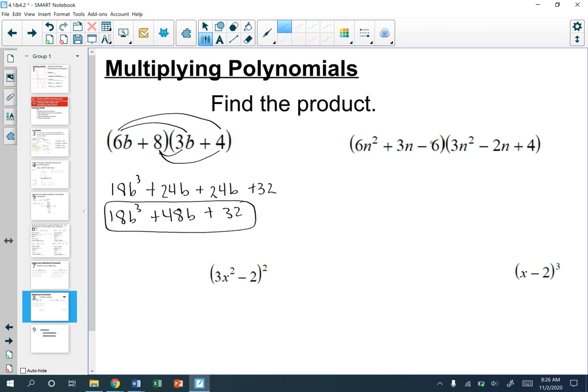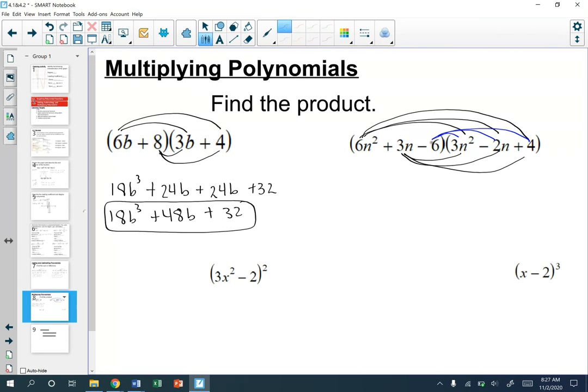If you haven't already, pause and try to do these on your own. I'm going to keep going. So again, we have to distribute to all terms. Here we see we're multiplying polynomials with 3 terms. So that 6 has to go to all 3 terms. Then we move on to the 3 and distribute that to all 3 terms. And then lastly, we would go ahead and distribute that negative 6.